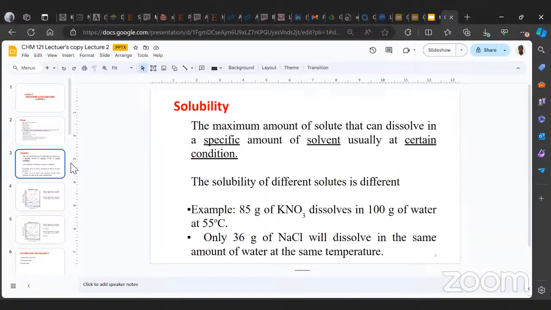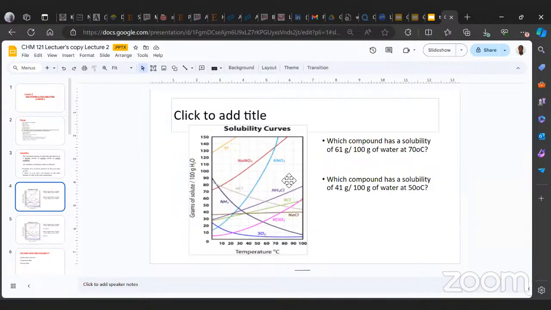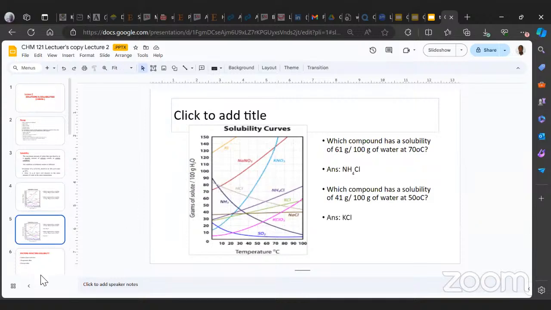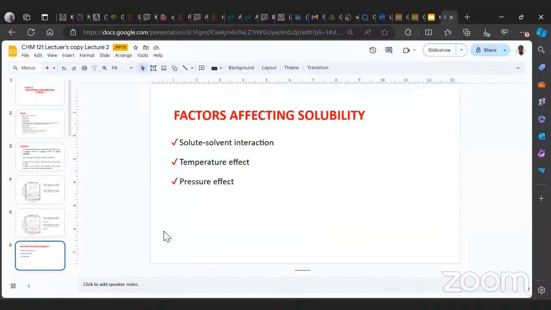And then I went on to talk about solubility. Solubility has to do with the amount of a specific substance that can dissolve in a specific amount of solvent under certain conditions. We tried to interpret the solubility curve, and we also looked at factors affecting solubility. We said three major factors affect solubility: the solute-solvent interaction, temperature effect, and pressure effect.